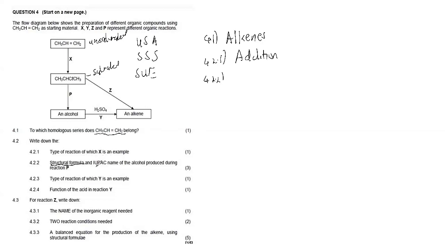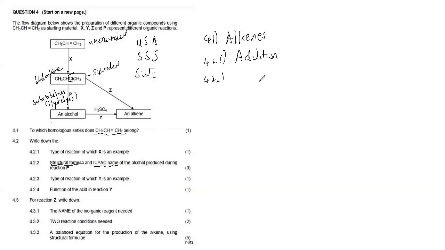And then 4.2.2 says the structural formula and IUPAC name of the alcohol produced during reaction P. So as we can see here, if this is moving from a haloalkane and then to an alcohol, we have a substitution reaction, which is known as the hydrolysis reaction. Now we know that in a substitution reaction, it's just a matter of replacing the Cl, chlorine, with the OH to form alcohol.